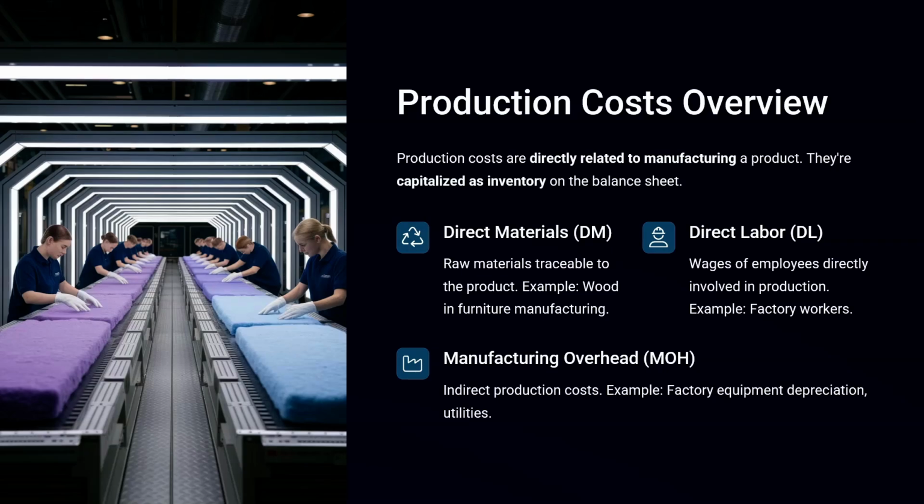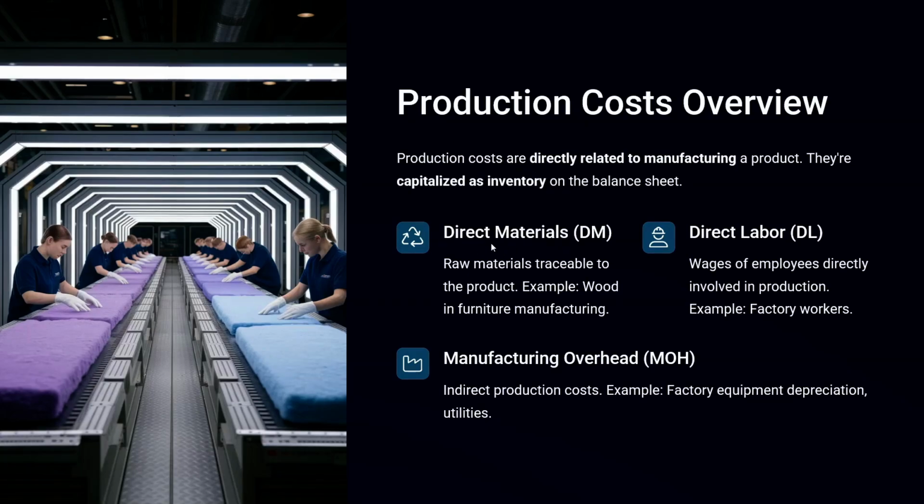Imagine you own a factory that makes wooden chairs. The money you spend on wood, the people who build the chairs, and the electricity for the machines, these all are production costs. There are three main types of production costs.